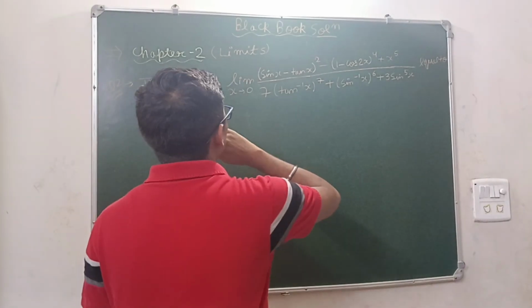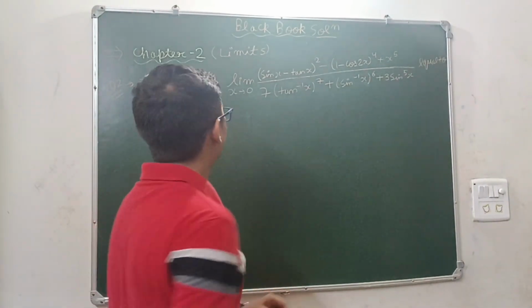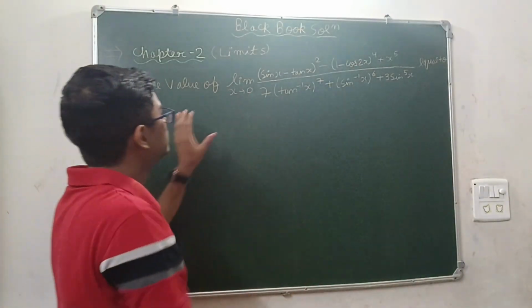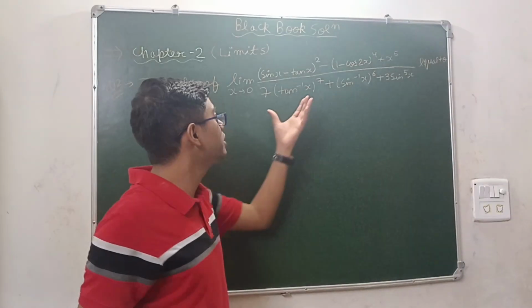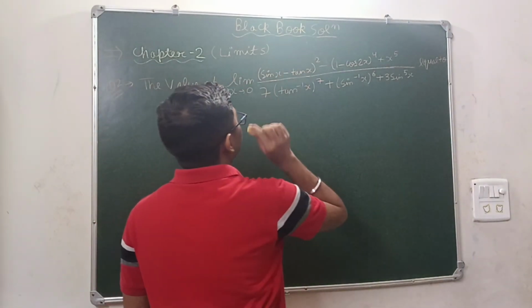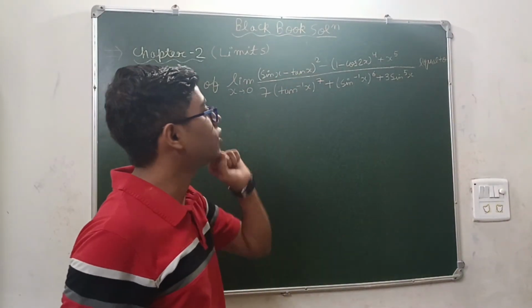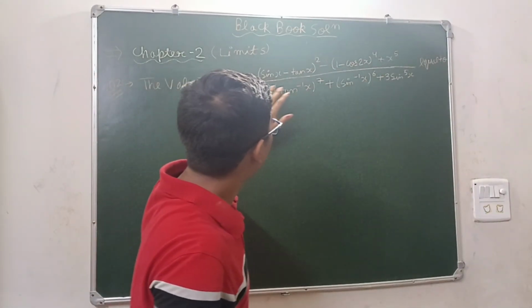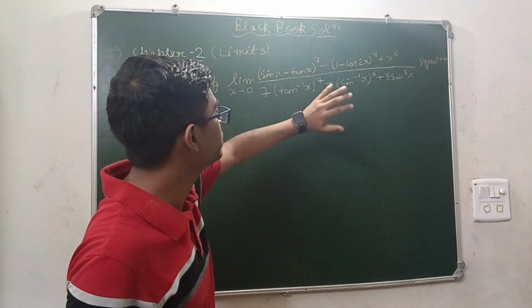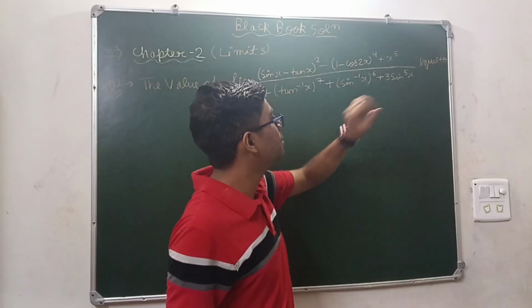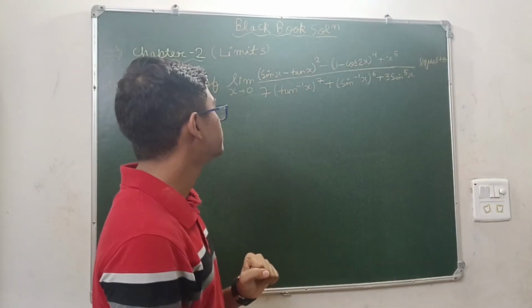Moving on to question number 2 of the black book. Okay, so this is a question where we have to find the value of this limit. Limit x tends to 0, (sin x minus tan x) whole square minus (1 minus cos 2x) to the power 4 plus x to the power 5, upon 7 tan inverse x to the power 7 plus sin inverse x to the power 6 plus 3 sin to the power 5x.